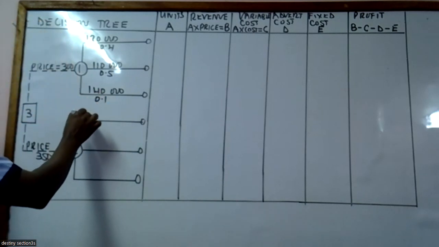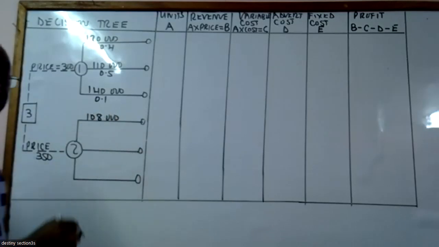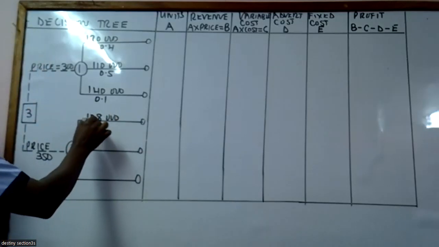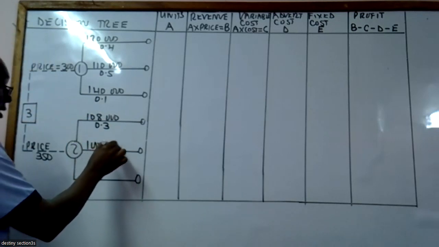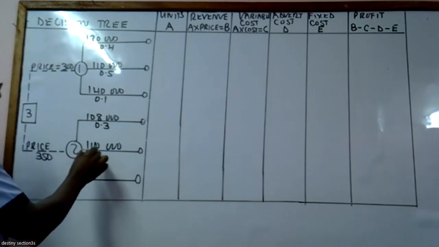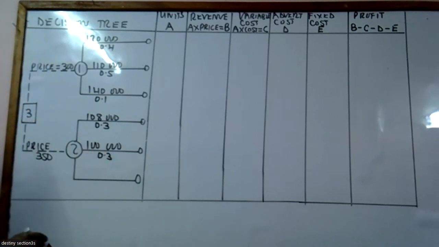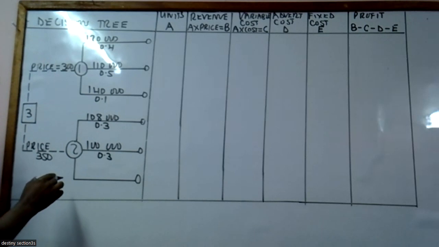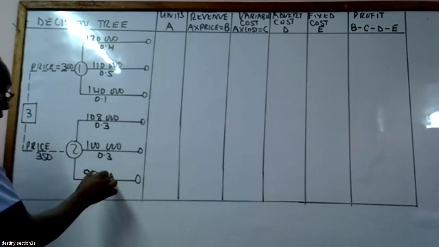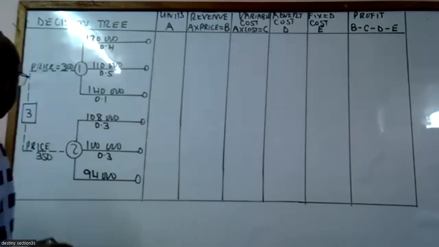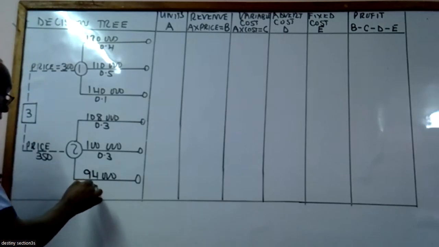Then we have 108,000 with a probability of 0.3. 100,000 again with a probability of 0.3. And 94,000 with a probability of 0.4.